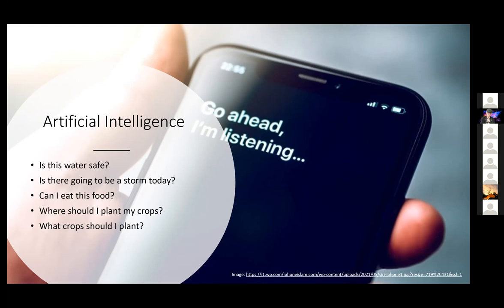If you're trying to decide when you can harvest your crops, is there going to be a storm tomorrow? Should I harvest my crops today before a monsoon comes through and floods everything? Where should I plant my crops? What crops should I plant? How is the weather going to be this season to maximize my yield? It can just be a programmed machine that can give you these answers that you can't inherently get, no matter what kind of experience and life wisdom you have. So it can start from there. It can be that simple.